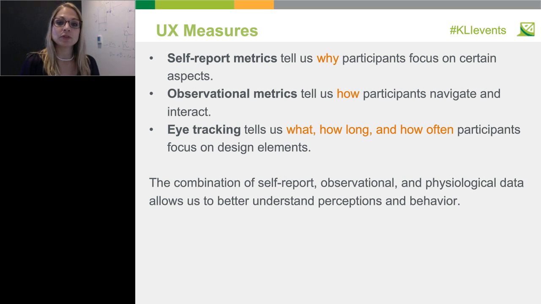Our observational metrics, our behavioral metrics, are very important. These tell us how participants actually do things, how they're actually navigating, how they're actually interacting. And then our eye tracking tells us specifically what people are looking at, how long they're looking at things, how often they're looking at things. So this gives us greater insight into design elements. And again, we want to use a combination of these three different types of measures to give us a more holistic understanding of perceptions and behaviors.